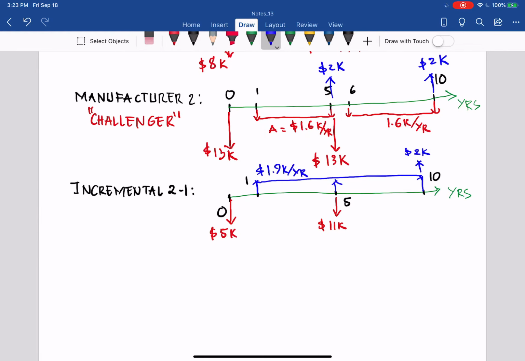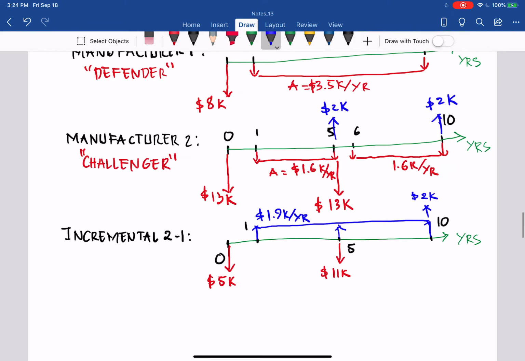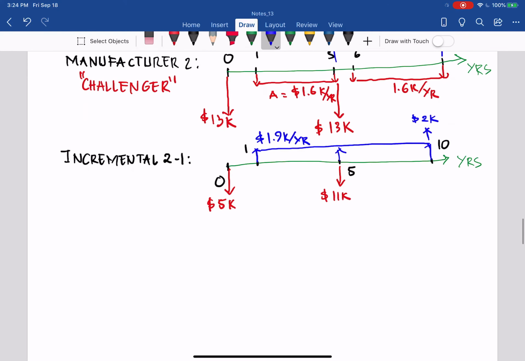And with that, we want to see, now I put an extra 5,000. If I jump from manufacturer 1 to manufacturer 2, then I get the benefit. I save on operating costs, going down from 3,500 to 1,600. It means I could save 1,900 per year. But I have to put more money in at year 5, 11,000, and I get the salvage value of 2,000 at year 10. With that, we can find out whether the incremental is justifiable.